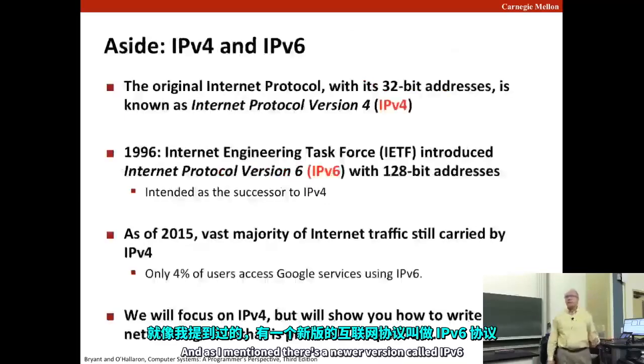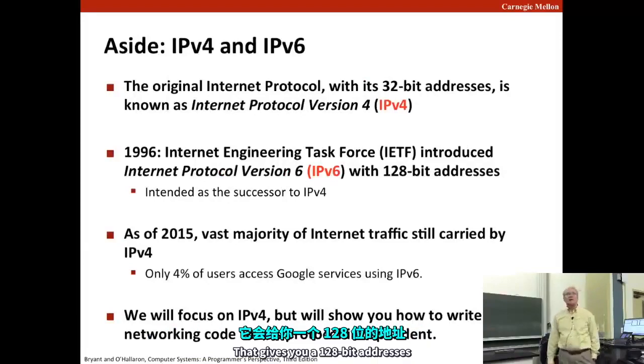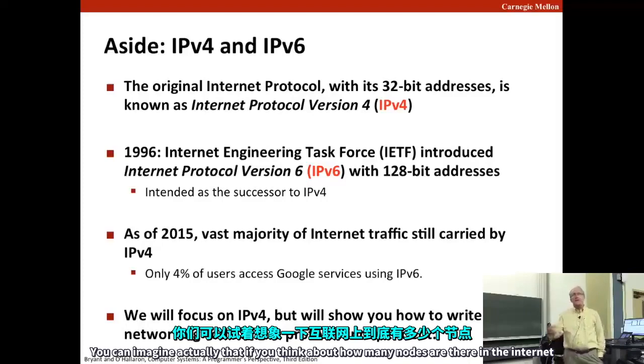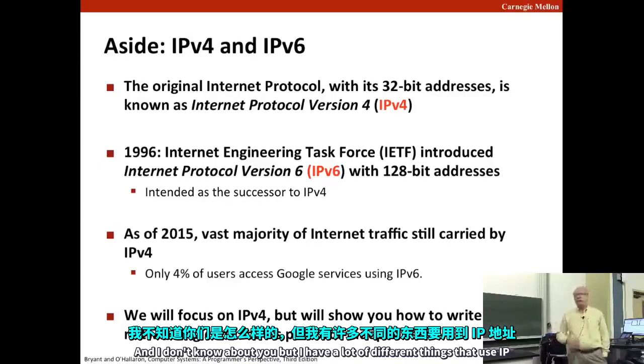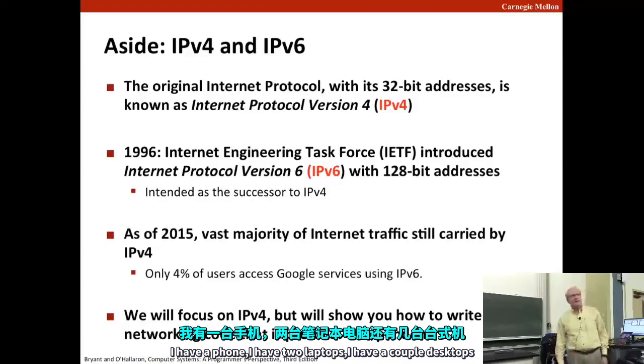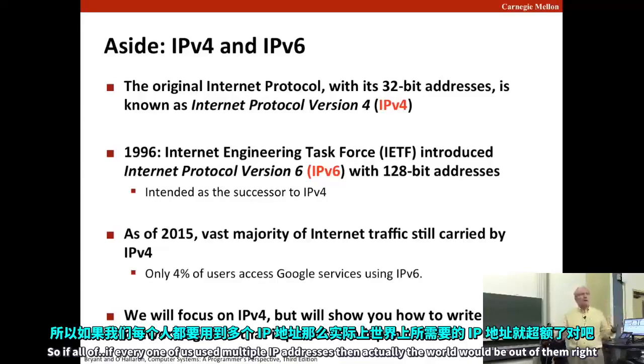And as I mentioned, there's a newer version called IPv6 that gives you 128-bit addresses. If you think about how many nodes there are on the internet, a 4-byte address is only 2 to the 32, so that's 4 billion. And I don't know about you, but I have a lot of different things that use IP. I have a phone, 2 laptops, a couple of desktops. So if every one of us used multiple IP addresses, then the world would be out of them, right?